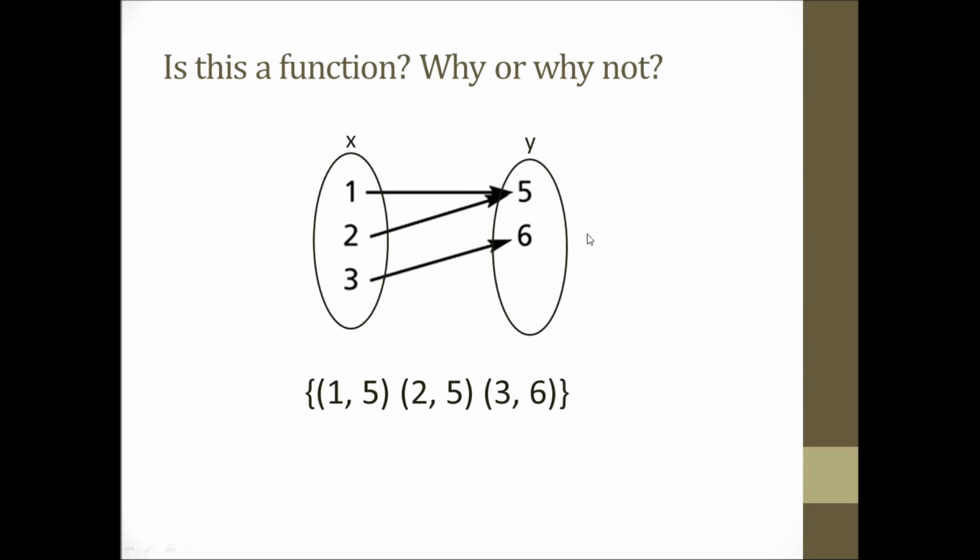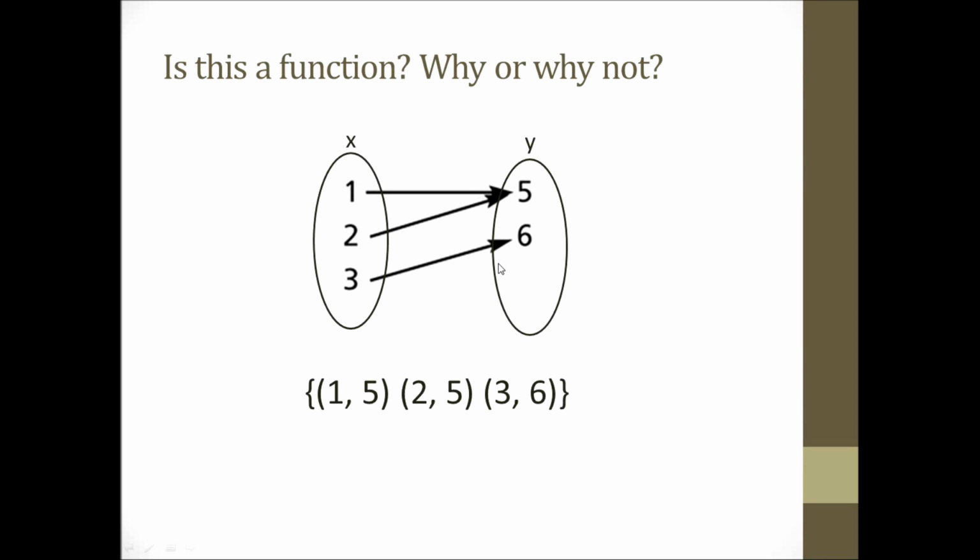Is this a function? Well, what is this? This is a mapping diagram. So a mapping diagram is nothing but the relation drawn into ovals. So 1, 5 is this one. 2, 5 is this one. 3, 6 is this one.